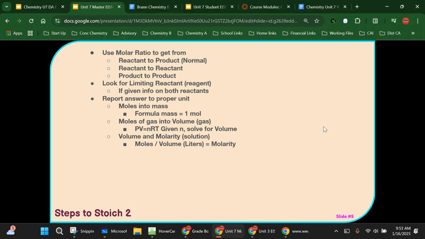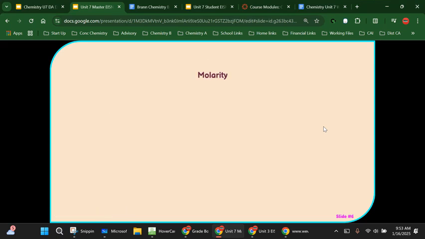Then, ladies and gentlemen, once you know how much product you will create, you will either be asked to put it back into mass, in which case you will use formula mass equals to 1 mole again. You'll be asked to figure out what volume of the gas would be produced. You're going to use PV equals nRT, this time solving for V. Or you're going to be asked to find the solution, its molarity. We will show you how to do that. So let's get to molarity, ladies and gentlemen.